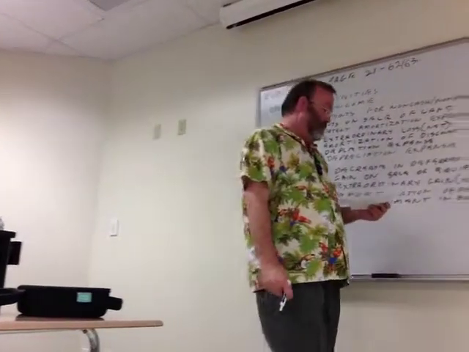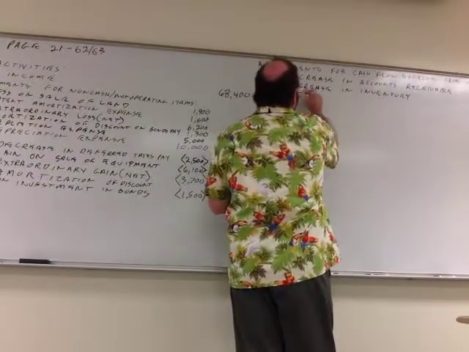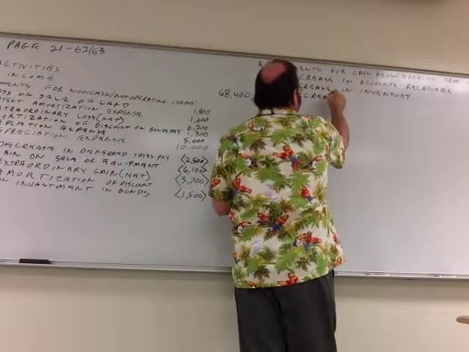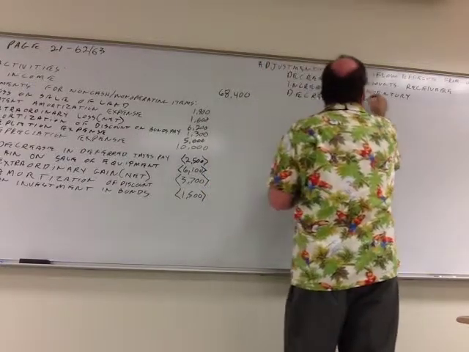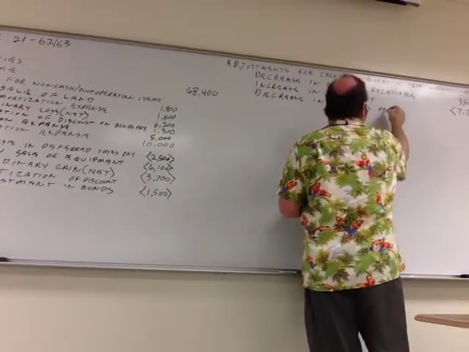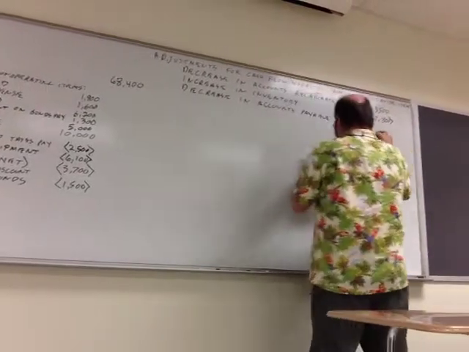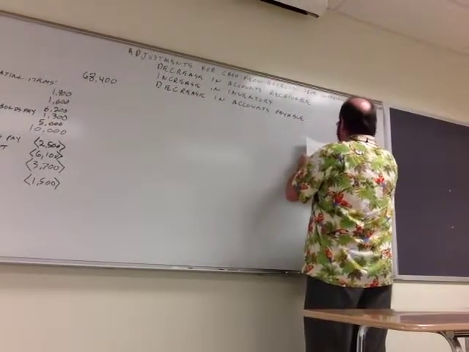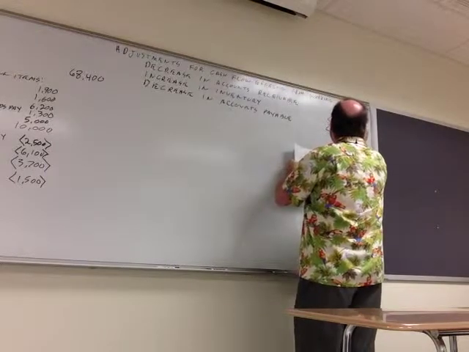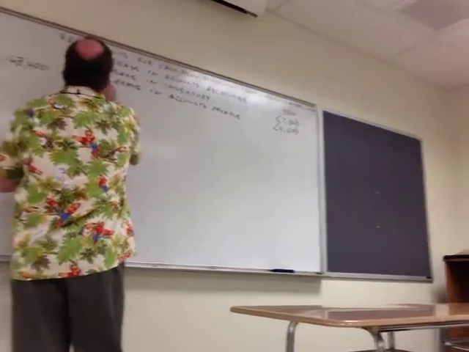And then we have three current liabilities in that list. We have accounts payable, which went down, a decrease in accounts payable. Direct relationship. So a decrease reduces cash. We had a decrease in salaries payable.